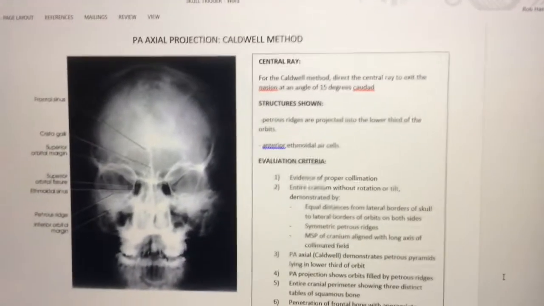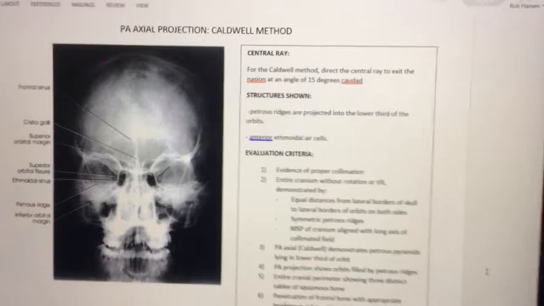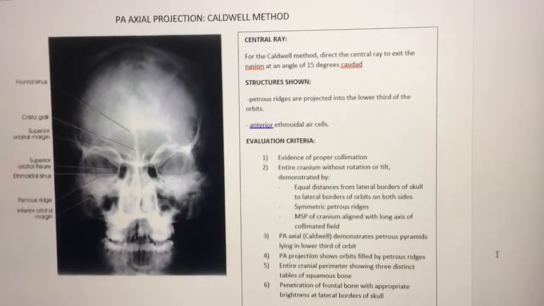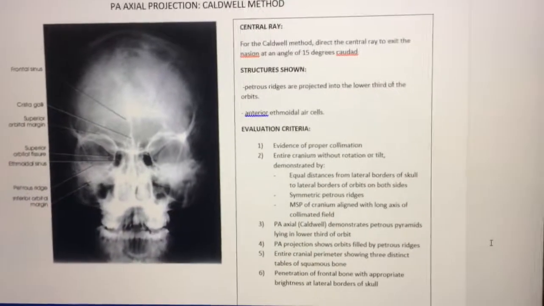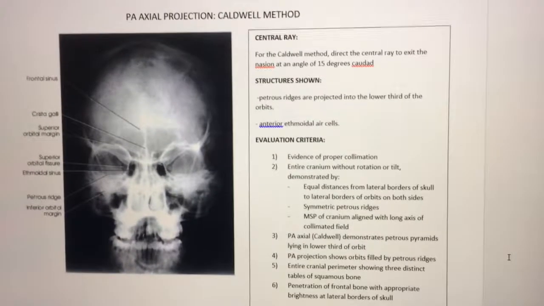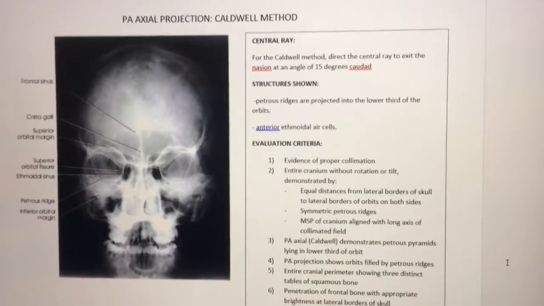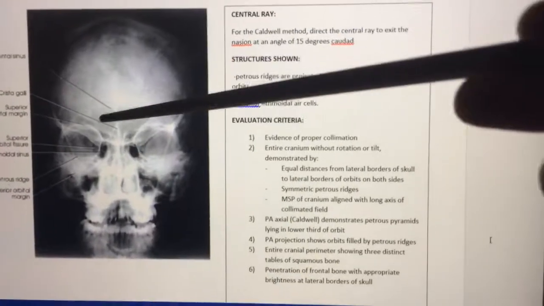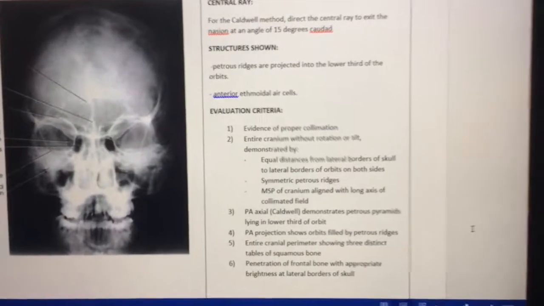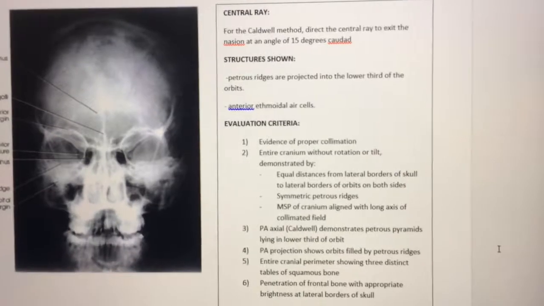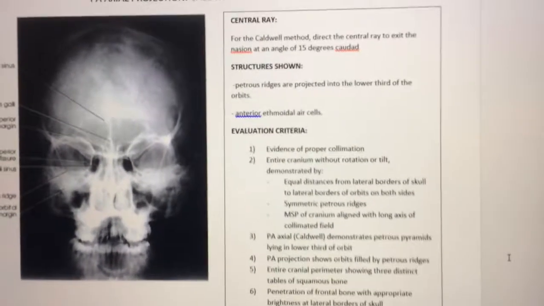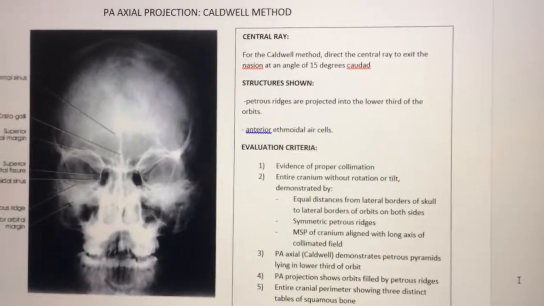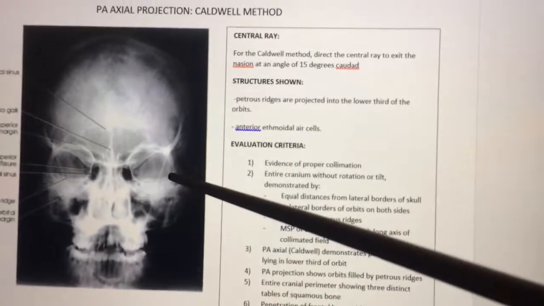So here we have the PA axial projection, the Caldwell method. This is the image that we took using the 15-degree caudad angle exiting at the nasion. We're most concerned about the frontal portion of the skull, the frontal bone, and frontal sinuses. In this projection, we're looking to demonstrate the petrous ridges lying in the lower third of the orbit, which is seen here.